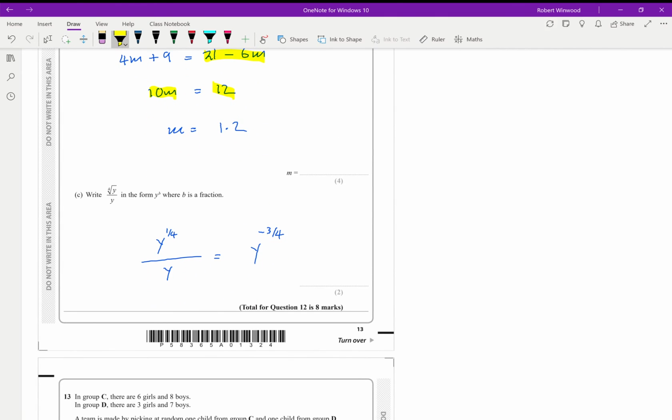Again, either you've learned this or you haven't. So the fourth root of something is that something to the power of a quarter. And from there on, you know that when you divide in powers, you subtract the bottom power from the top power. So the y on the bottom is really y to the power 1. 1/4, subtract 1, gives me -3/4 as my final power.